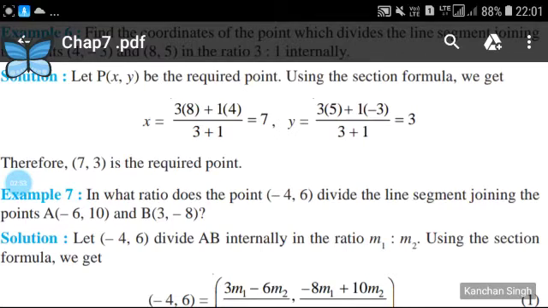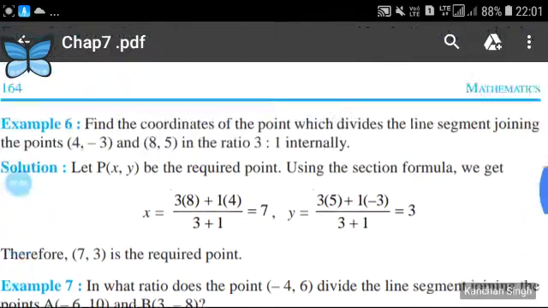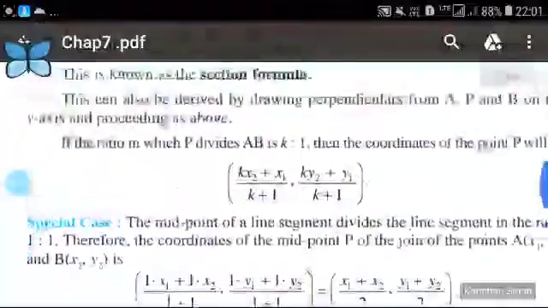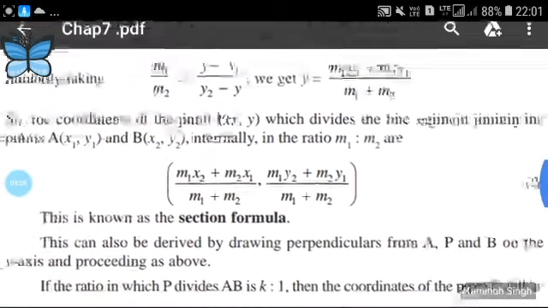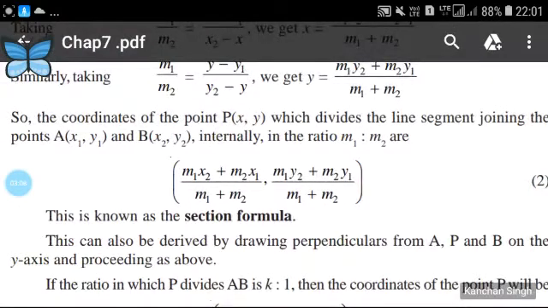The main thing is that you have to remember the formula. And what is our formula? If the point P(x, y) divides the line segment joining the points (x1, y1) and (x2, y2) internally in the ratio m1:m2, then we use the formula (m1 x2 plus m2 x1) by (m1 plus m2) and (m1 y2 plus m2 y1) by (m1 plus m2).